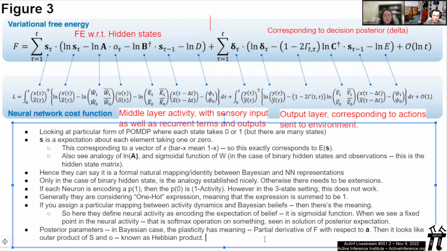Here, if we compute the partial derivative of L, the neural network cost function, with respect to W, then we can formally derive the Hebbian plasticity, which depends on the activity of pre and post synaptic neural activity.